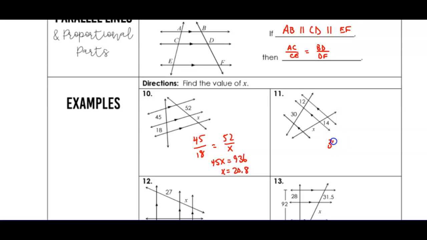All right, we have 30 over 12. We have x over 14. And just be careful that you are being consistent in the direction that you write your fractions. So if you're going up and to the right this way, you want to continue to go the same way so that we get everything consistent there. So I've got 12x on one diagonal. I have 420 on the other diagonal. Divide by 12, I get x equals 35.